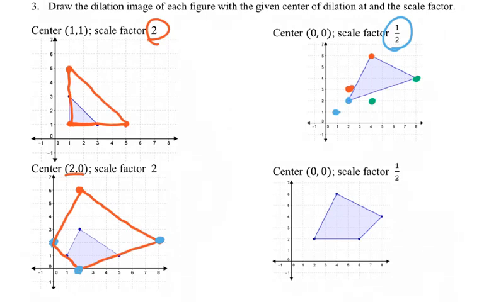And then last, we're going to do this one. Instead, we already did that one. Oh, it's just a triangle. So we're just going to connect these points. And that's the new figure, the image, with the center of dilation at 0, 0 and scale factor 1/2.